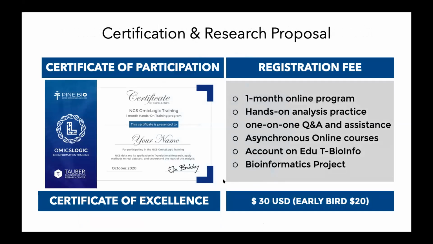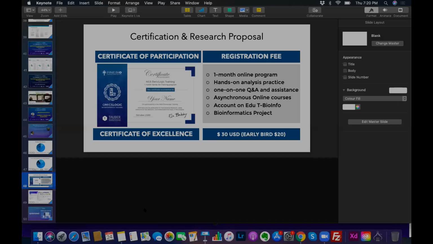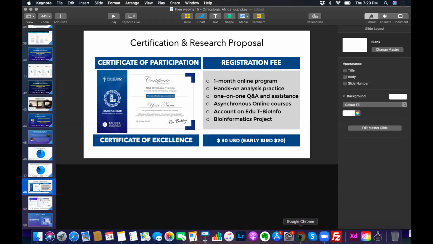And this is the certificate which a participant receives once they complete a program. So we give out certificate of participation and certificate of excellence for each of our program. The certificate of excellence is based upon the asynchronous course results that a participant takes as part of the program. So I will take you through the registration process for the program in a minute.